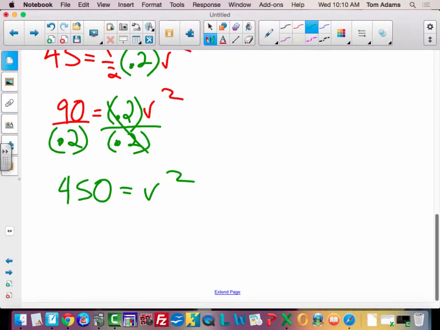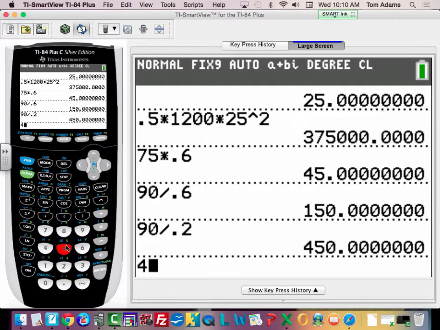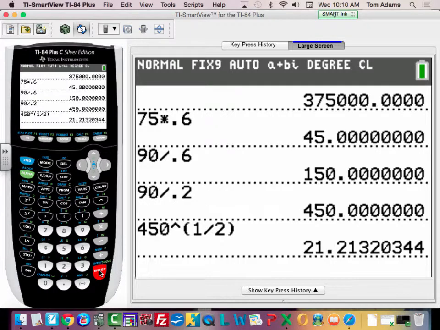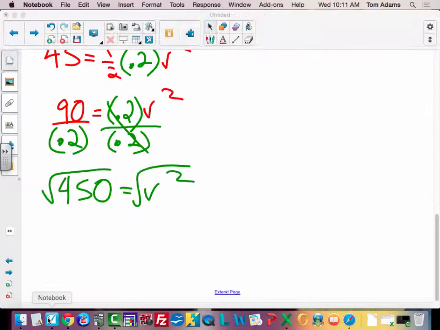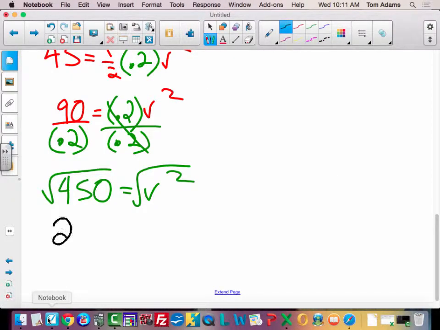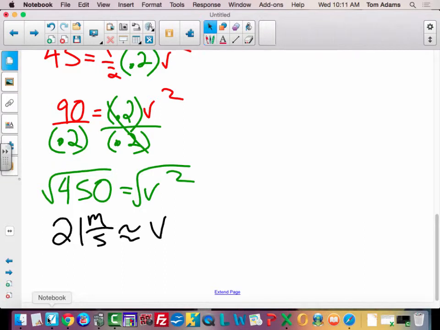So now what do we do? Take the square root of both sides. What is that, about 21? Well, let's just plug it in the calculator and see. 450 raised to the 1/2. You know, that's another way to take the square root, right? Boom, 21.21. Oh, you're so cool. I am. You should be a rapper. It's about 21. What's the unit for velocity? Meters per second. Now let me double check my notes. I think that's right.